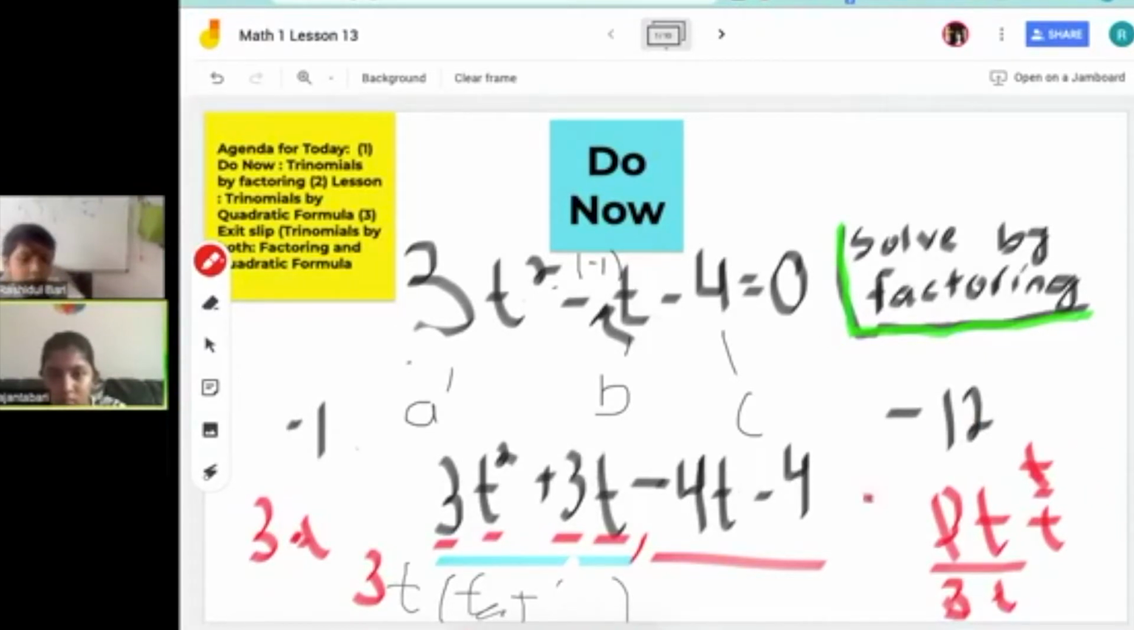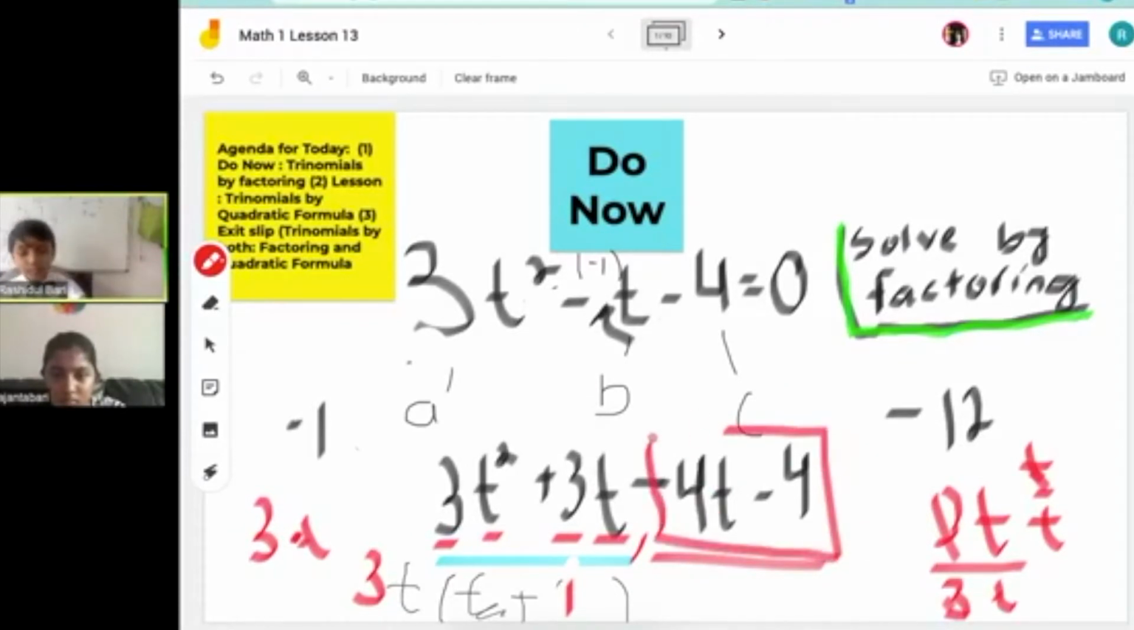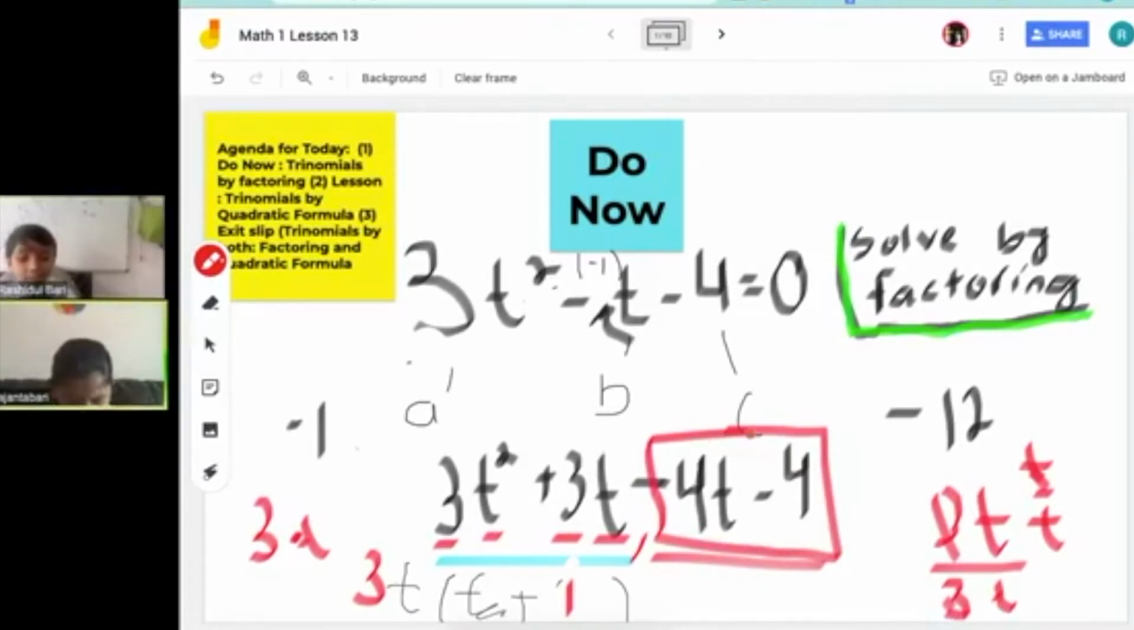Anyways, 3t over 3t is 1. So the 3t, t plus 1. And then what should be on this side? It's always okay to make mistakes. So this one.